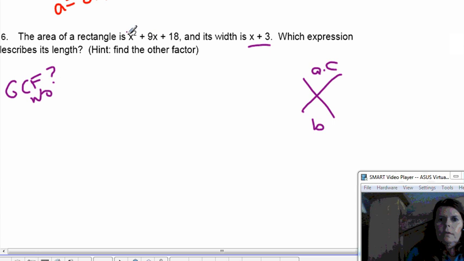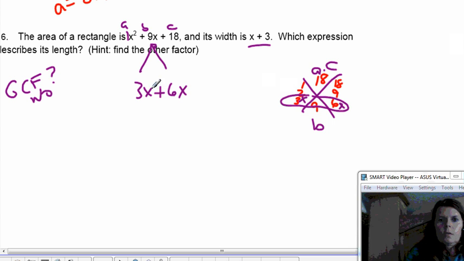A is 1, b is 9, c is 18. A times c is 18, b is 9. So we got 1 and 18, 2 and 9, 3 and 6. 4 doesn't go in there, 5 doesn't go in there, 6 goes in there, but we're already back to that. So we got to make 9, so obviously 6 and 3. Put an x on that, put an x on that. Bring it over here. The 9x splits into 3x plus 6x.